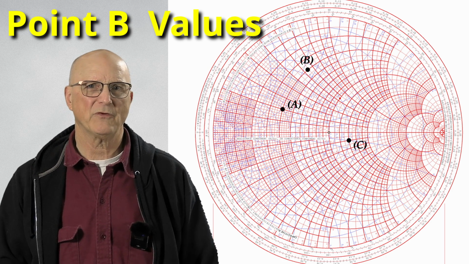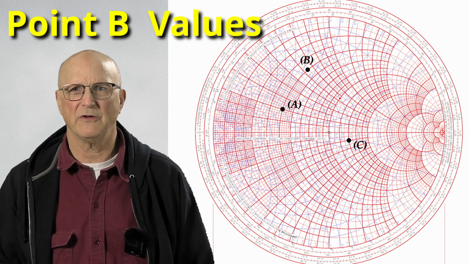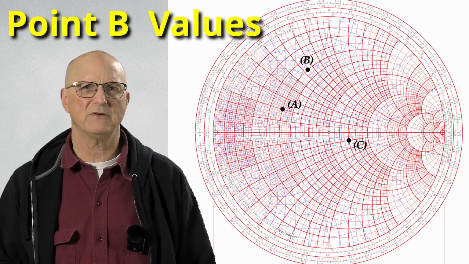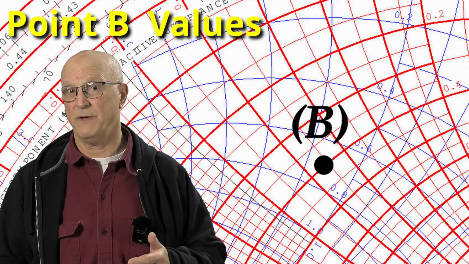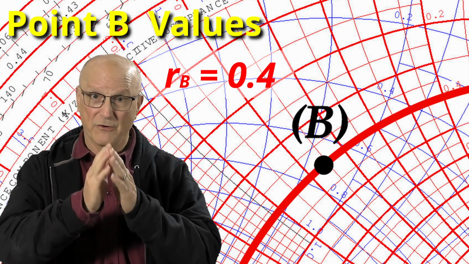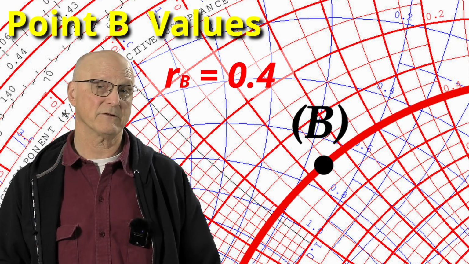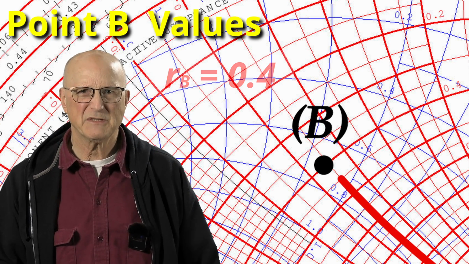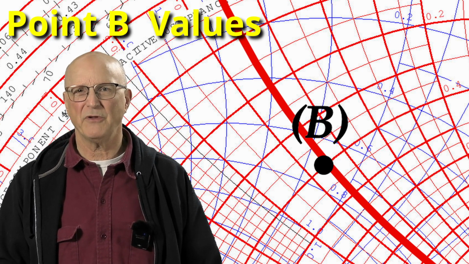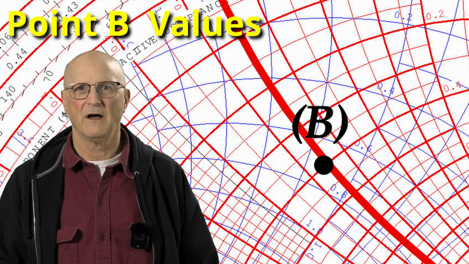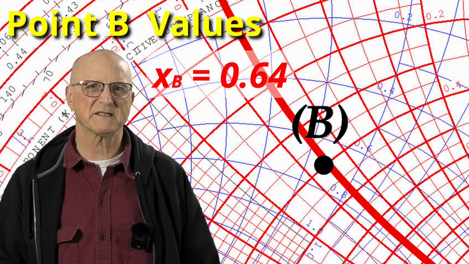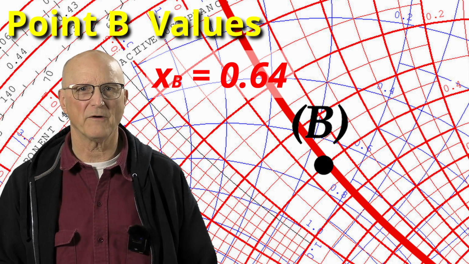This is where we have to employ our calibrated eyeballs and carefully interpolate between the lines. I already know the resistance value because it lays right on my 0.4 constant resistance circle. The reactance seems to be just shy of the plus 0.65 constant reactance arc. I'm going to call it plus 0.64.